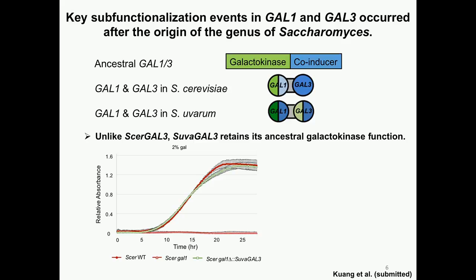If we do a precise allelic replacement where we go into Saccharomyces cerevisiae and put in the co-inducer sequence from uvarum, we actually can complement that enzymatic activity. So in this case, uvarum GAL3 still has ancestral galactokinase activity.